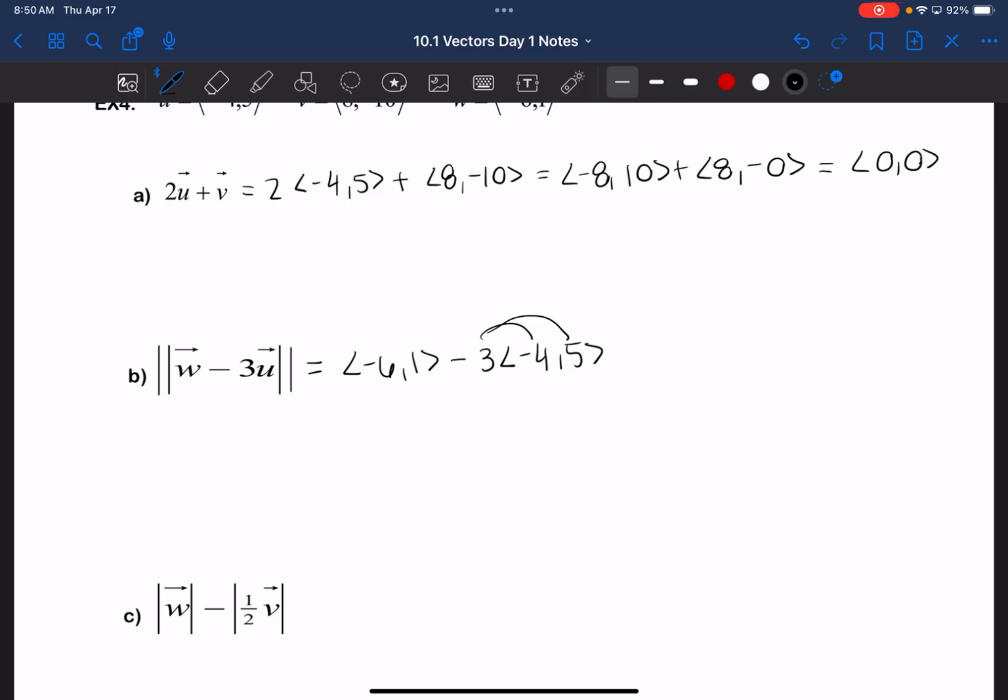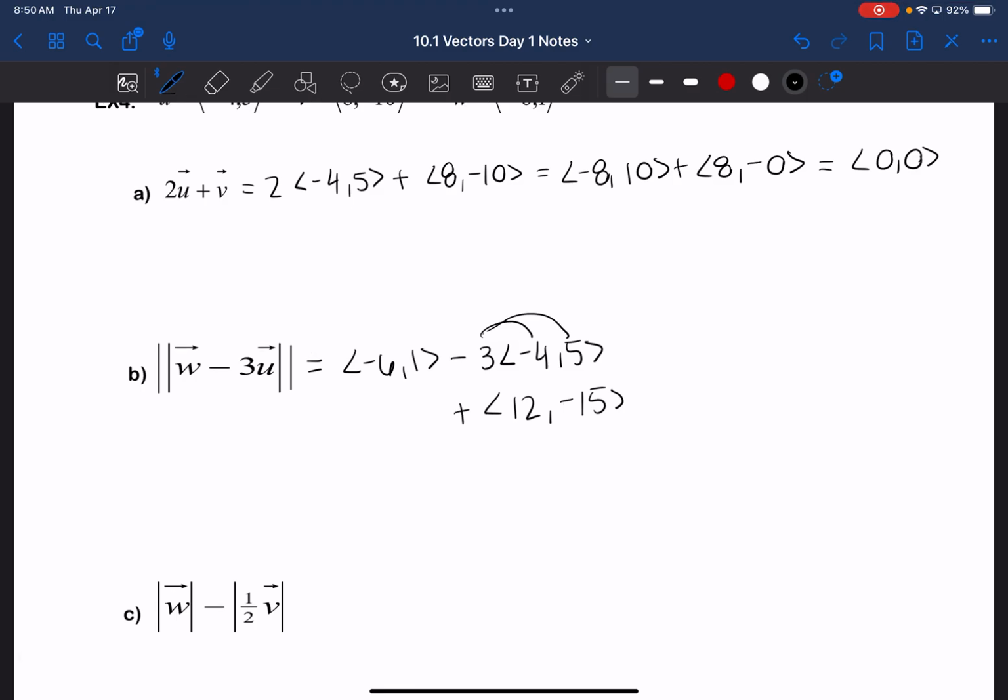So negative 3 times negative 4 is going to give us, right? And negative 3 times 5 will give us, right? Okay. And I distributed the negatives. So now when I'm combining, I'm actually just adding them since I already distributed the negative. So then I add these two together. What do we get when we add negative 6 and 12? Right? And 1 and negative 15? Right. Okay, so now we've come up with the vector.